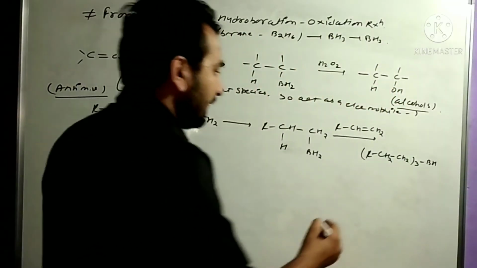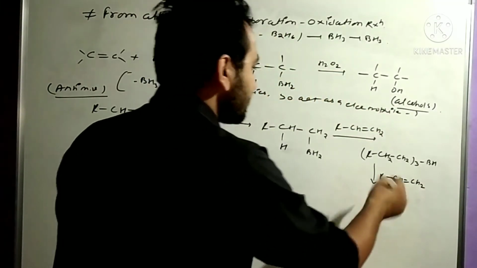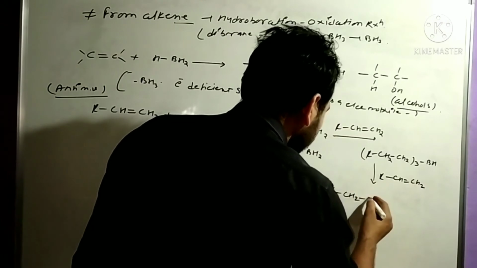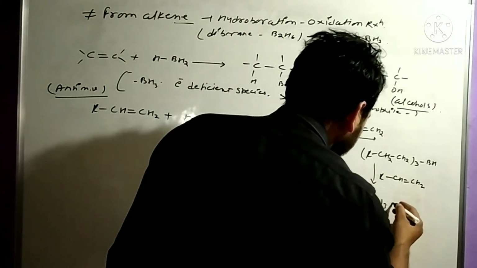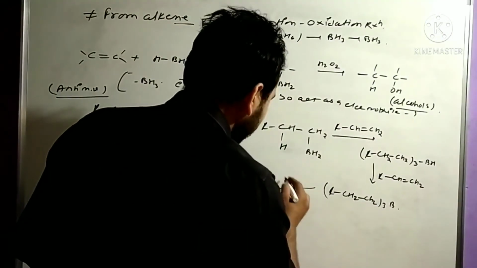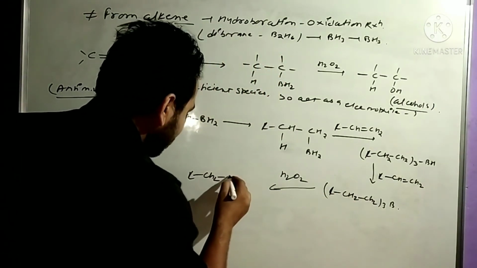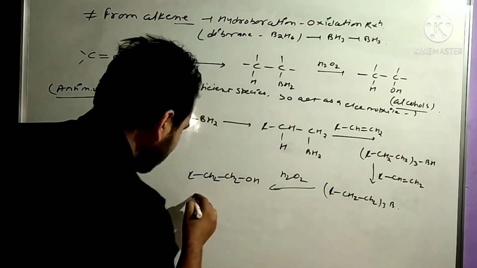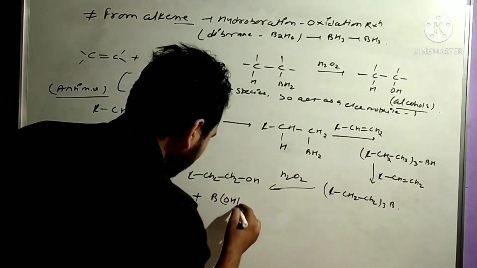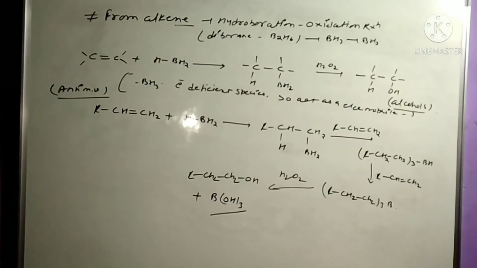BH. Again you will add here R CH double bond CH2. Again you will observe here, so it will form the R CH2 whole thrice, and now B. Now B is there. So this one is going under this H2O2 to forming R CH2OH plus B(OH)3. Here this is called your hydroboration oxidation reaction. Understand this one? This one is clear?